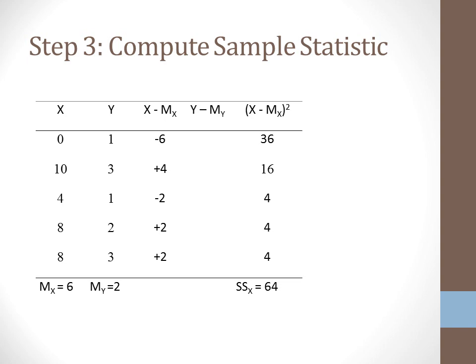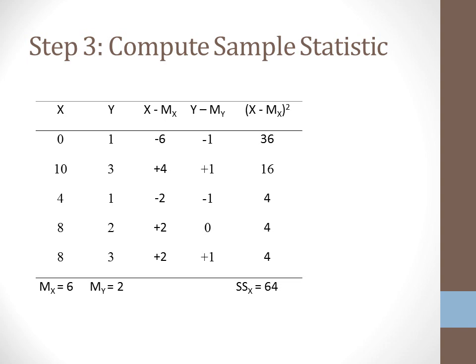Now we do the same thing for the y variable. We simply take every individual value of y and subtract it from the mean of the y variables. So we take 1 and subtract 2, and that gives us a value of negative 1. We take the value of 3 and subtract 2, and that gives us a value of positive 1. 1 minus 2 is negative 1, 2 minus 2 is 0, and 3 minus 2 is 1. And again, if we add up these values, our sum of deviations would be 0.